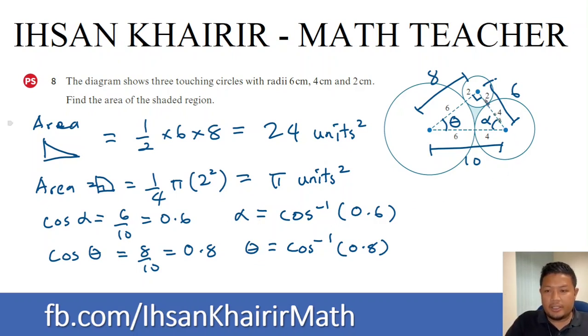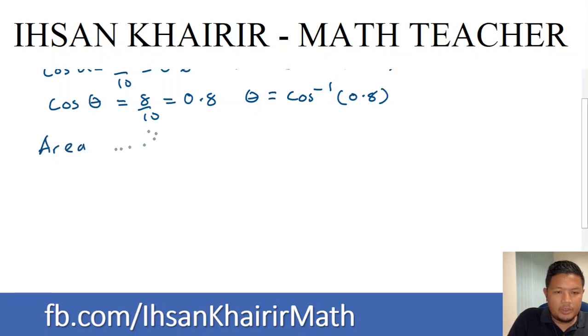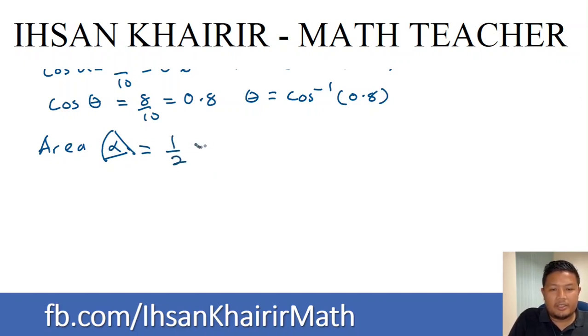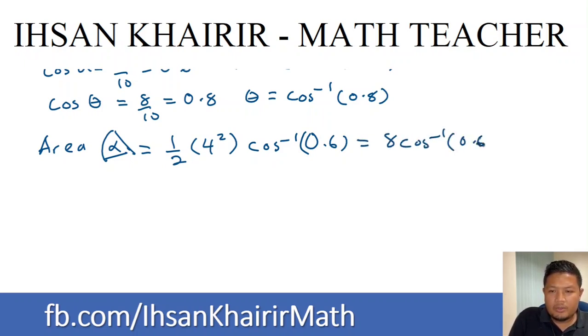Let's go ahead and calculate the area of this sector with alpha, let's call it the alpha sector. The area of the alpha sector will be equal to half r squared theta, or in this case half r squared alpha. So half, and r here is 4, so 4 squared, and alpha is inverse cosine 0.6. 4 squared is 16, divided by 2 is 8, so it's 8 inverse cosine 0.6.